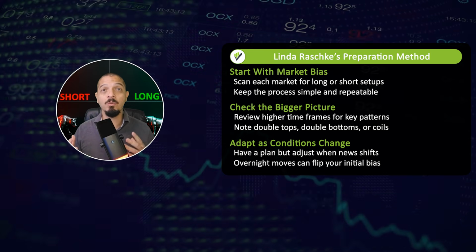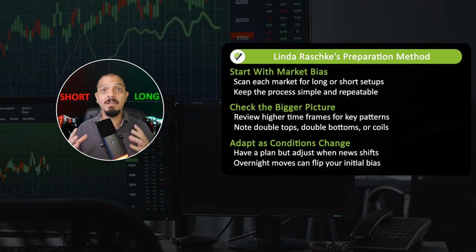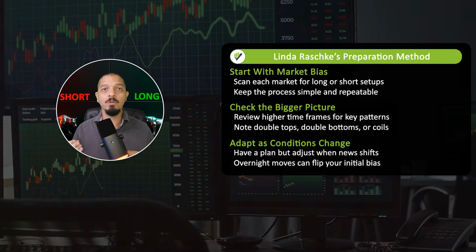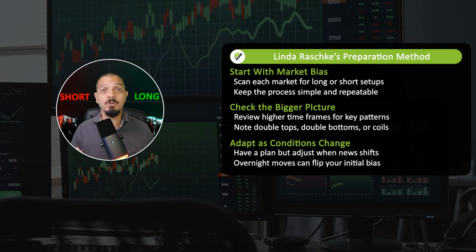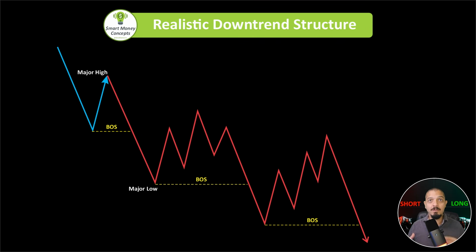As you can see, her routine perfectly illustrates what effective market structure reading is all about. Simplifying your process, focusing on context, and being ready to adjust when the market proves your plan wrong. Now, let's transition to the bearish scenario, which mirrors the bullish scenario.